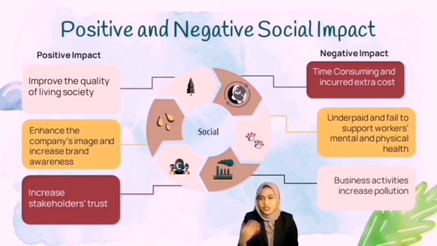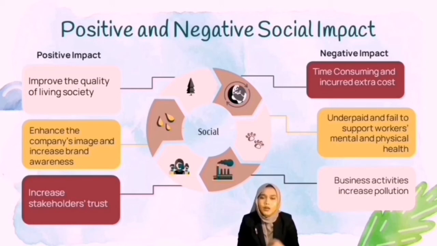The last part for the positive impact is increased stakeholder trust. How can social impact increase stakeholder trust? It can be done by complying with the laws and regulations provided by the government, for instance, to protect the environment. Next, comply with occupational health and safety, and improve gender equality by ensuring equal wages for both men and women.